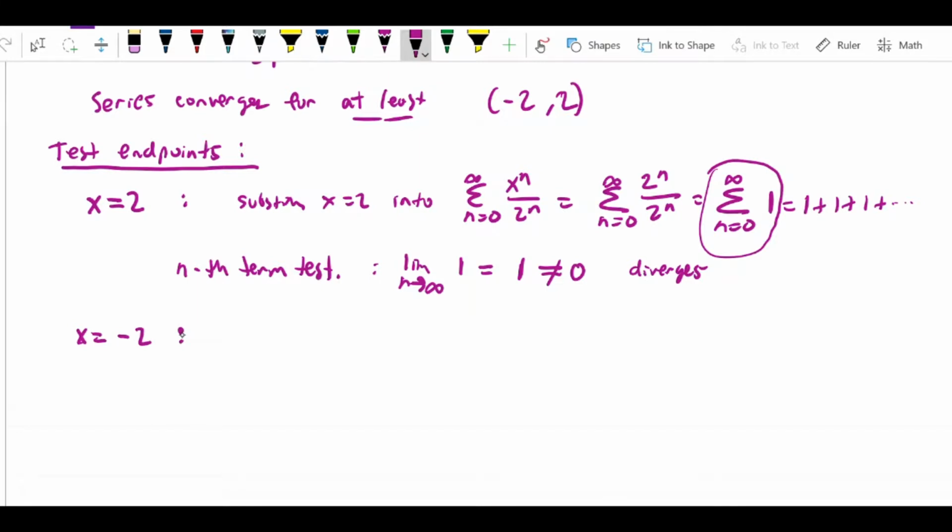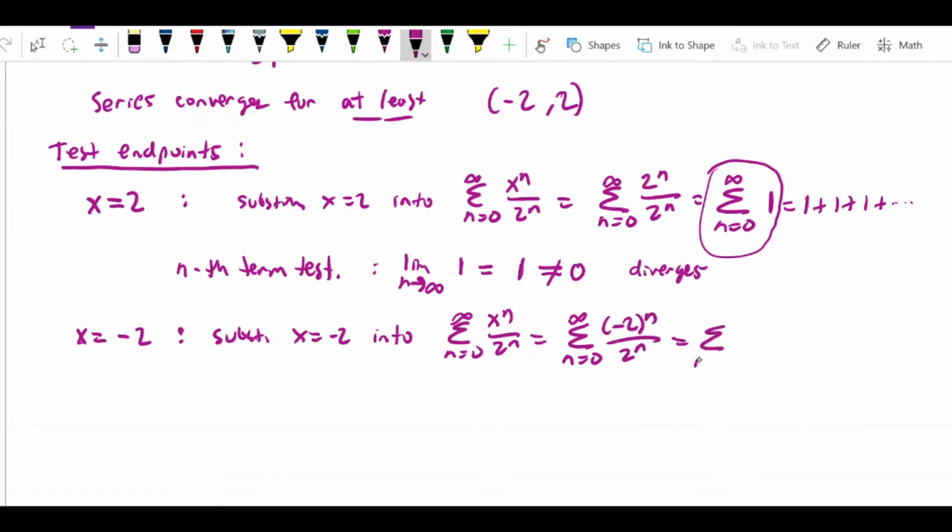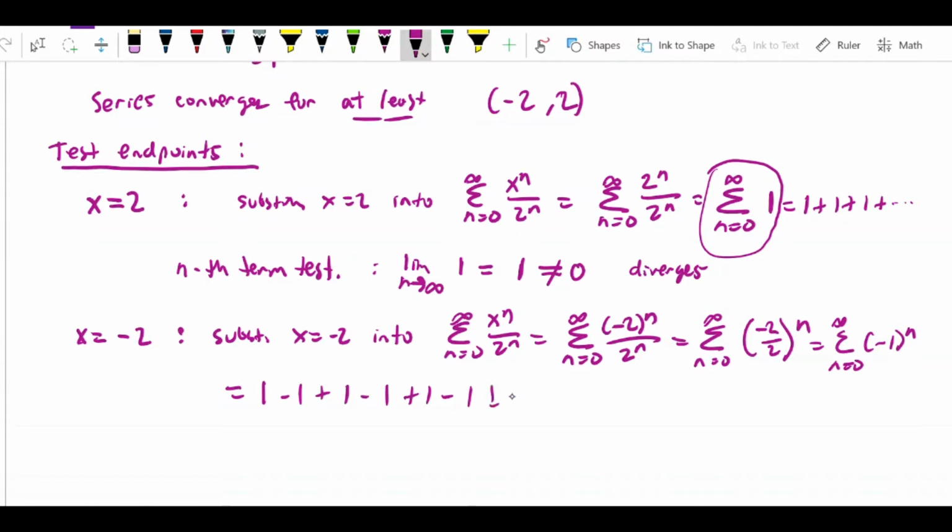x equals negative 2. We're going to test that endpoint. So we're going to substitute x equals negative 2 into the sum from n equals 0 to infinity of x to the n over 2 to the n. That gives us the sum from n equals 0 to infinity of negative 2 to the n over 2 to the n. A little simplification will give us negative 2 over 2, to the n, which is just negative 1 to the n. Well, we know what that looks like. That's just going to be 1 minus 1 plus 1 minus 1 plus 1 minus 1, etc.